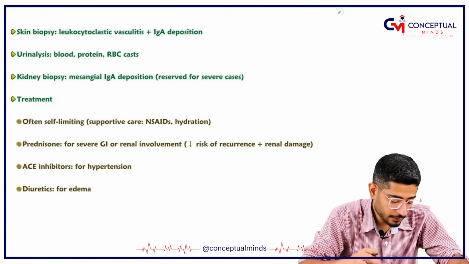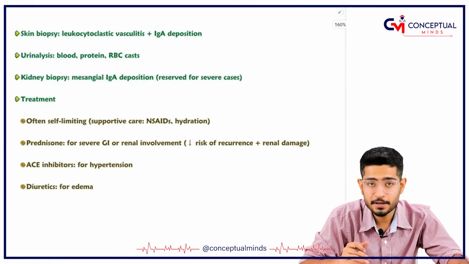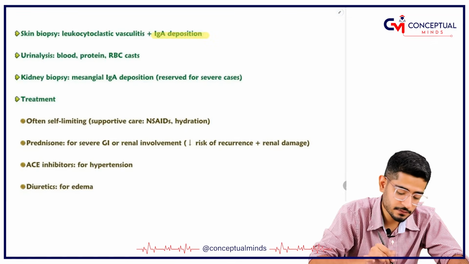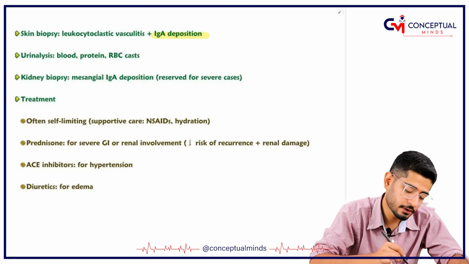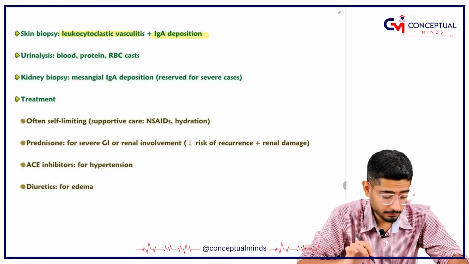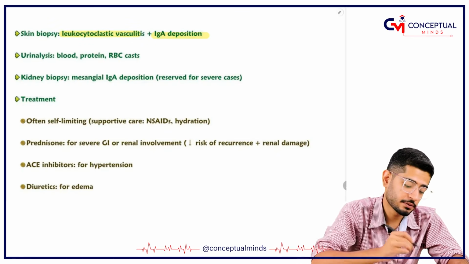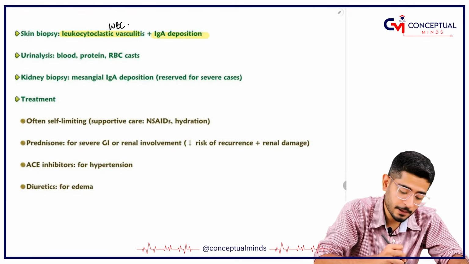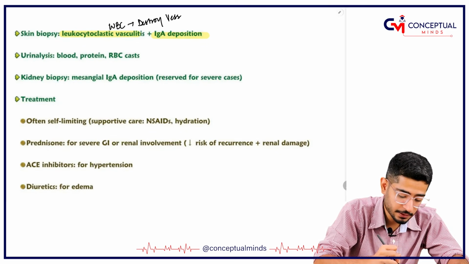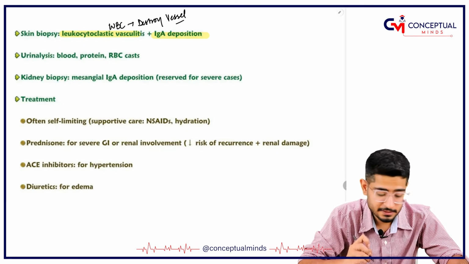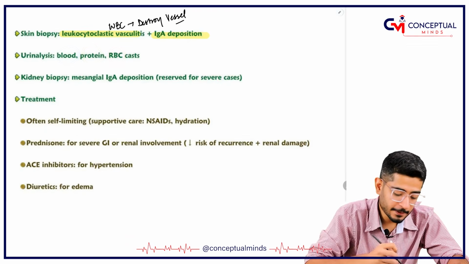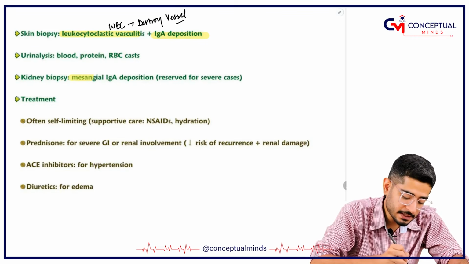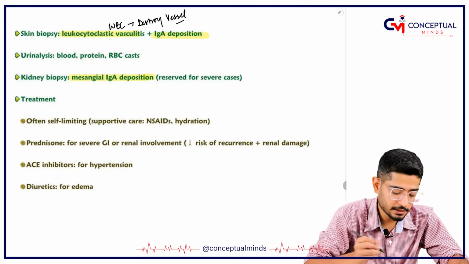Okay, so how will you diagnose this? So in the skin biopsy there will be IgA deposition. The antibodies are going to get deposited here, and of course there will be leukocytoclastic vasculitis. The WBCs are going to come, and WBCs are going to destroy the vessels. In urine, of course, you will be having the RBC casts, the proteins, the blood, and the kidney's mesangium is also going to have the IgA deposition.